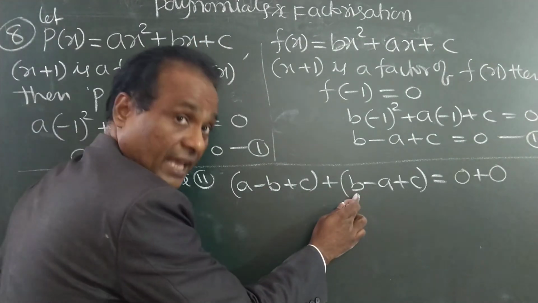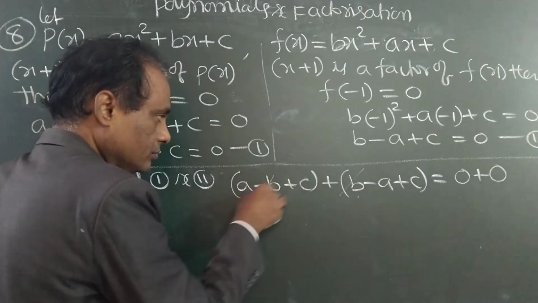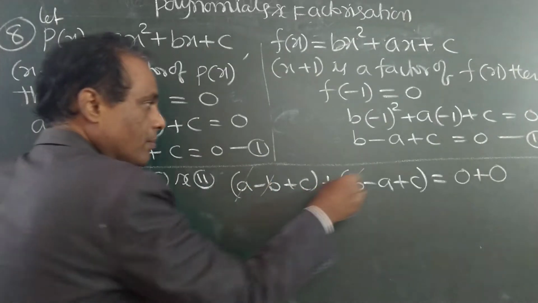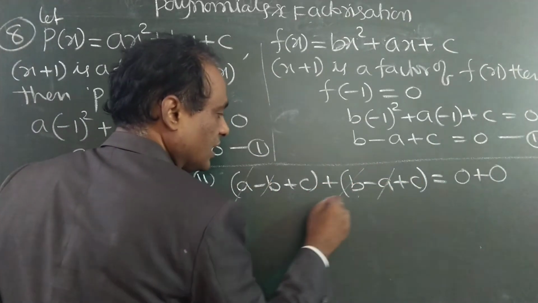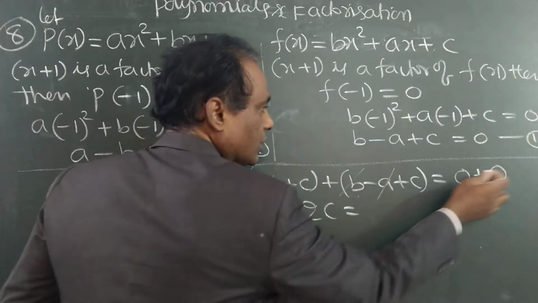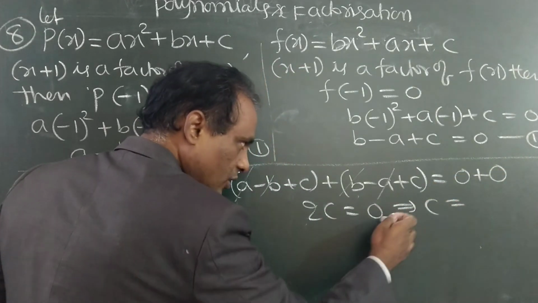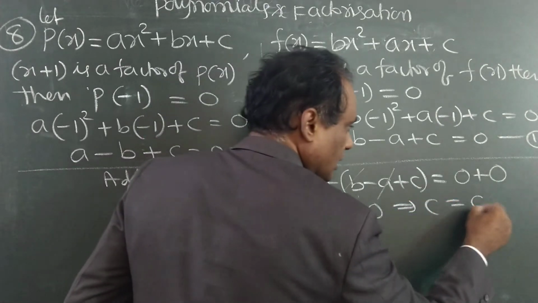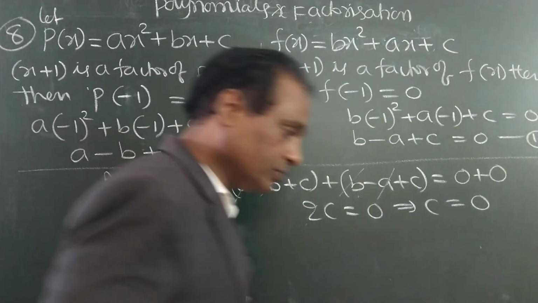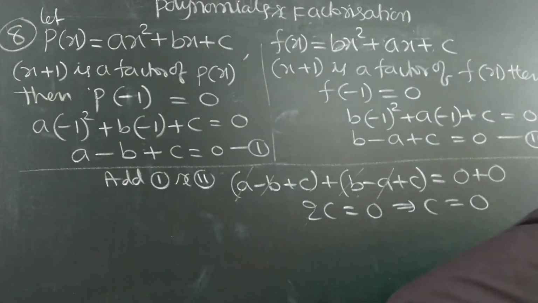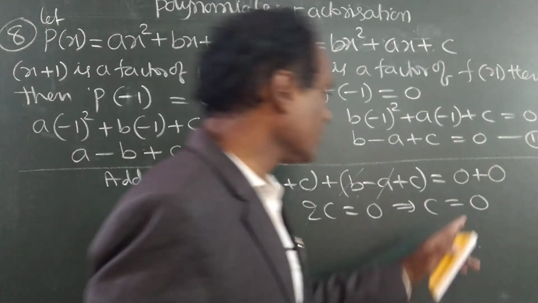Minus B plus B cancel. See here, plus A minus A cancel. C plus C is 2C, equal to 0 plus 0 which is 0. C is equal to 0 by 2, and 0 by 2 is 0. See the proof. See the proof in the textbook. Show that C is equal to 0. We got it.